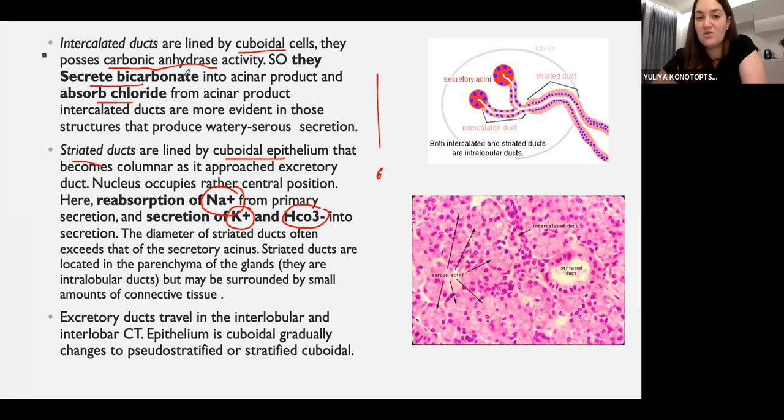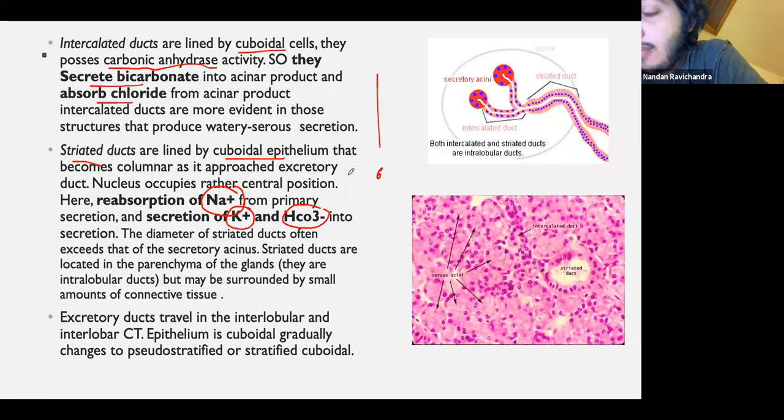Their job is to get rid of your salt. Okay, so they get rid of the sodium chloride. They get rid of it. So your saliva shouldn't be salty. So I repeat the question. Ducts, do they only transport the saliva or do they modify it? They modify it.